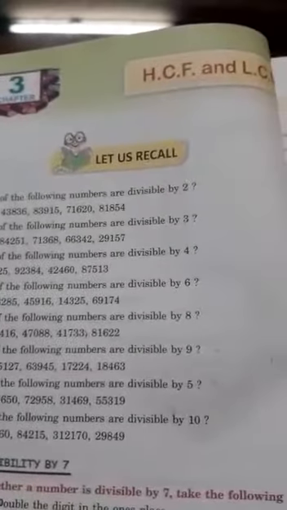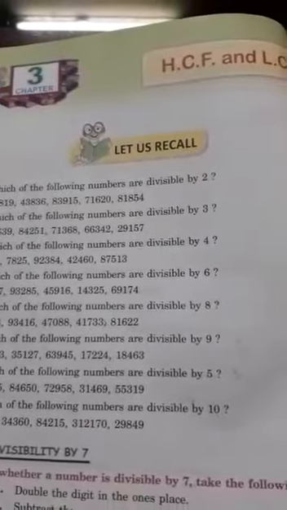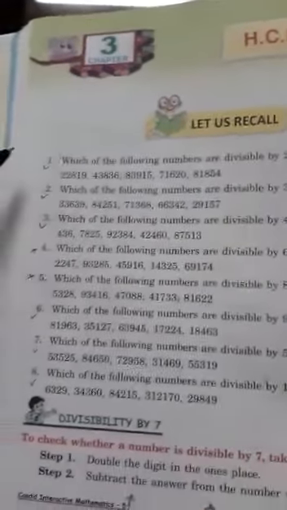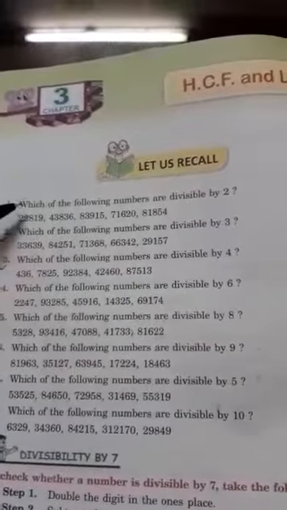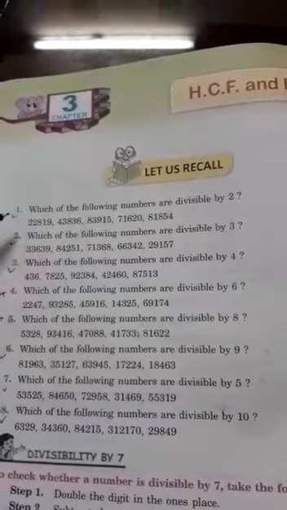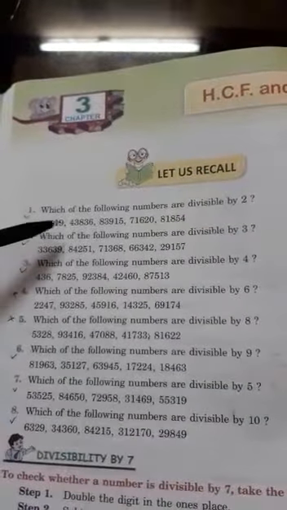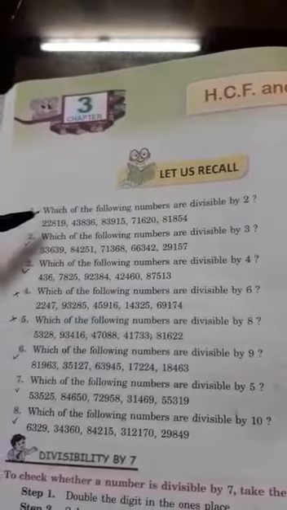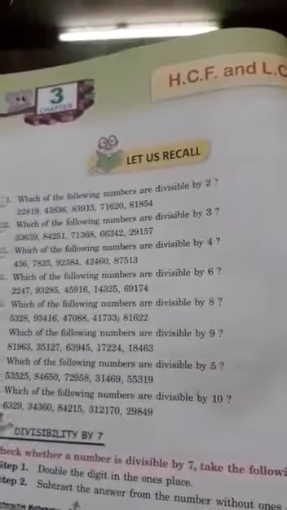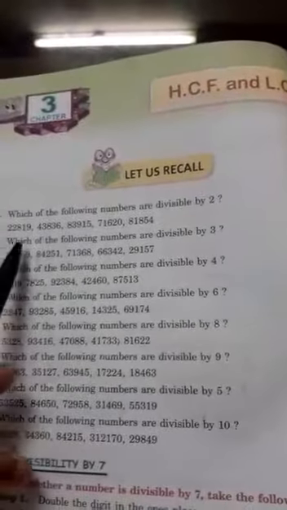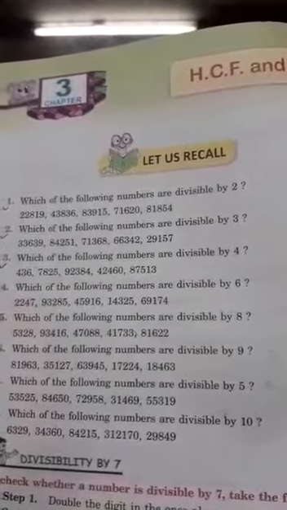Before starting this chapter, let us first recall the exercise. See the first sum: which of the following numbers are divisible by 2? Check the divisibility rule first. The rule is that the last digit should be even. If the last digit is even, then that number will be divisible by 2.